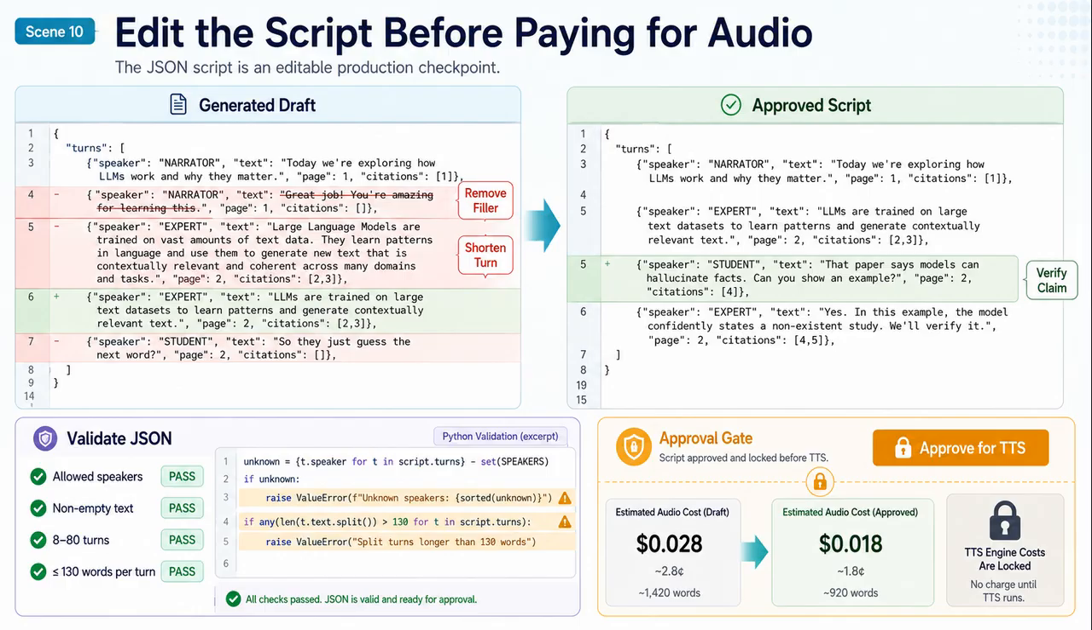Shorten turns that would sound like mini lectures and let speakers react to specific ideas. You can add, delete, or reorder turns as long as the JSON remains valid. Running the validation command after editing catches unknown speakers, empty text, and excessive length. This checkpoint is what makes the generator genuinely controllable rather than a one-click black box.